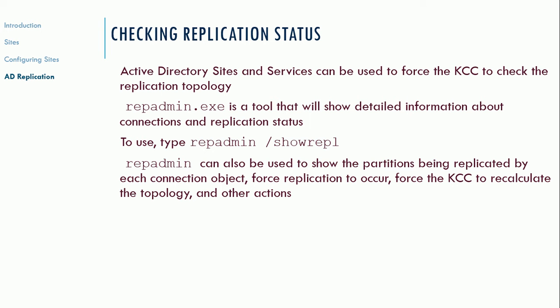You can check the replication status. So in Active Directory Sites and Services, you can force the KCC to check the replication topology with the repadmin.exe tool. Repadmin can also be used to show the partitions being replicated by each connection object. I will give you a little bit of advice here: if you are going to sit for any of the Microsoft exams, it's a good idea to memorize these commands because they tend to ask about a lot of these commands and what they do.